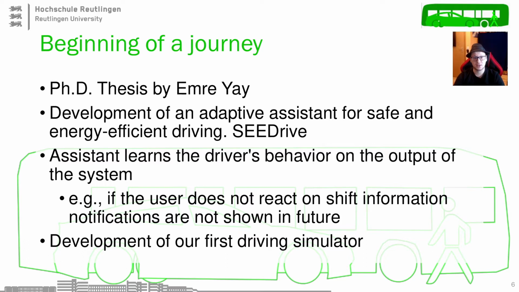If the driver is not responding to the signals, for example for shifting, the system will learn that and then never give a shift message to the driver again. If there is a safety issue, the system will give those messages to the driver. And it was the development of our first driving simulator.